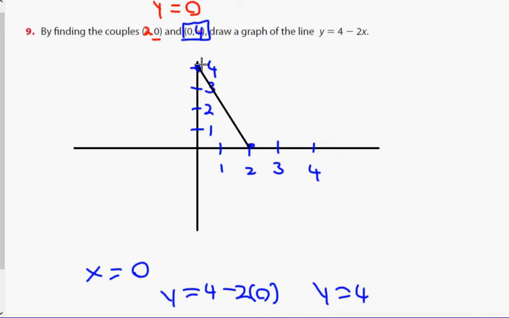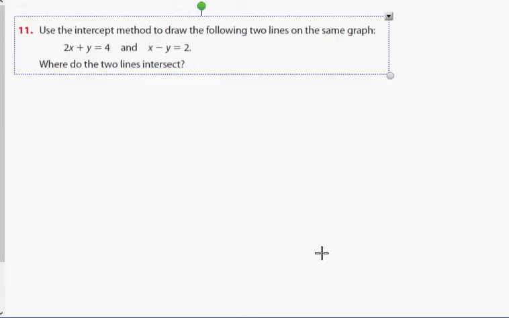You'd pick x equals 0, get your point, pick y equals 0, get your point, join them together. That's how you draw a line. Everybody happy with that? Happy enough? Okay, take that as a yes. Okay guys, next one.